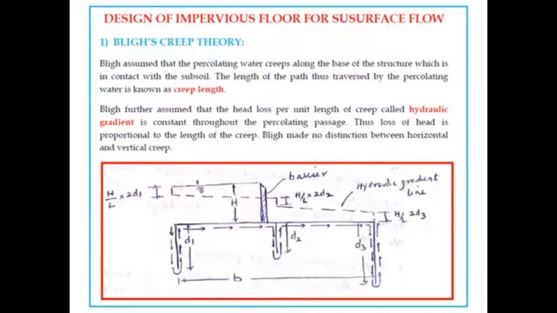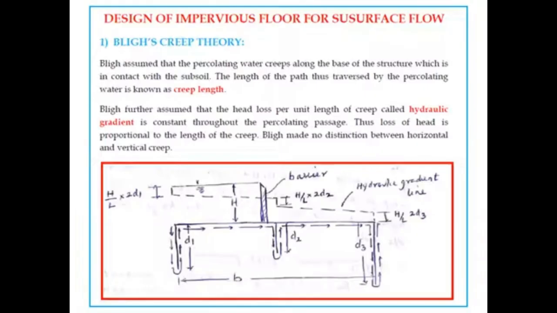So coming to Bligh's creep theory, we have something like a hydraulic structure, say maybe a barrage or a weir, which has an impervious floor, with sheet piles on the upstream side, maybe an intermediate pile, and also a downstream pile.